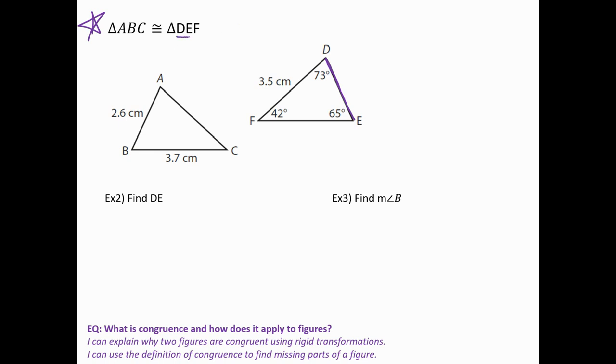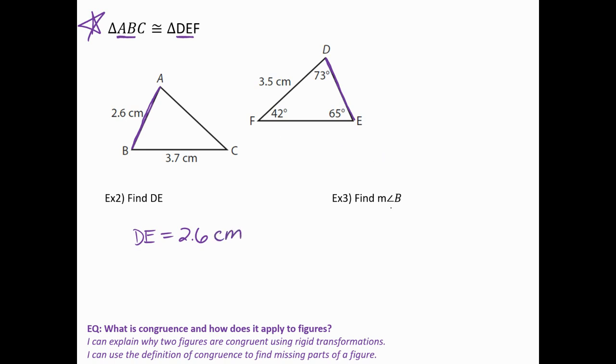So I look at my congruent statement and I see DE are the first 2 letters, which means they're going to match up with AB, the first 2 letters of the other part of the statement from the other triangle. So then I know for sure that this side AB matches up with DE. So therefore, I can say DE is 2.6 centimeters.